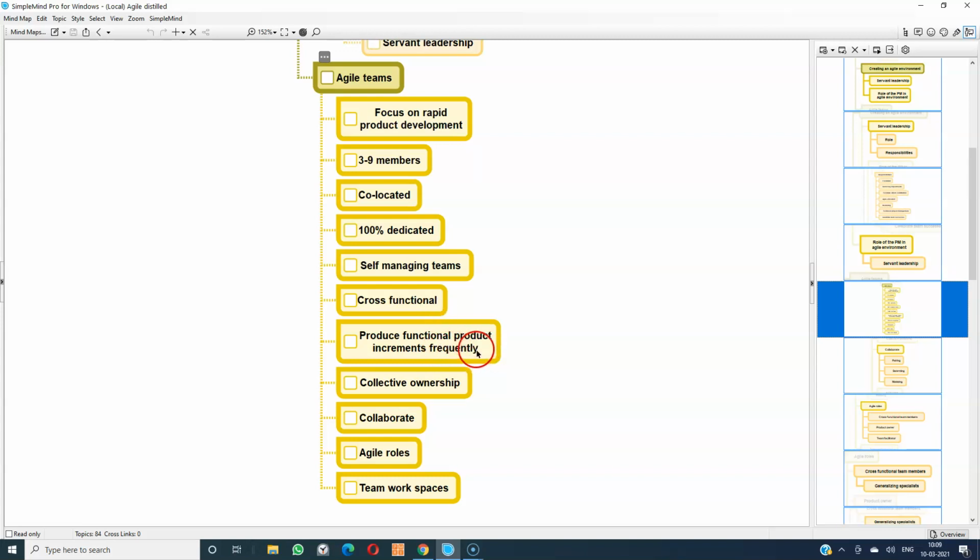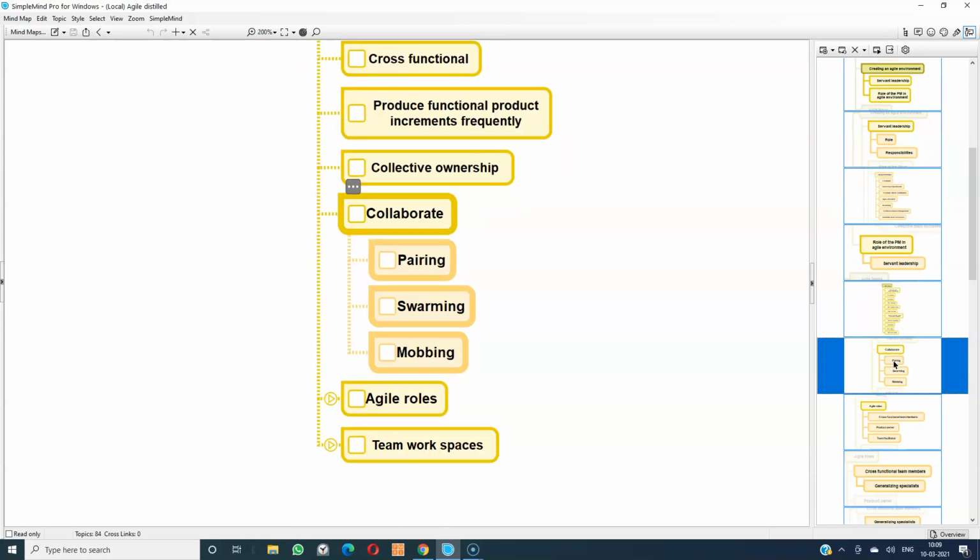They produce functional product increments frequently. That means every iteration they increment the product, and there is collective ownership. All the team members own the success and failure of the iteration. A high degree of collaboration is required to be successful in agile teams. And agile roles, we have very limited roles. I will cover that shortly.